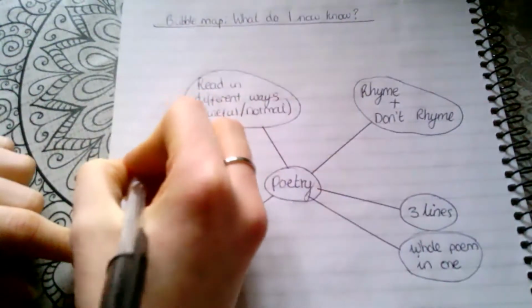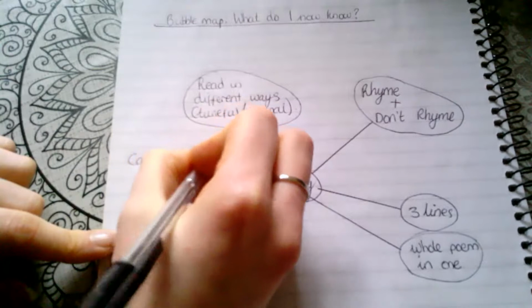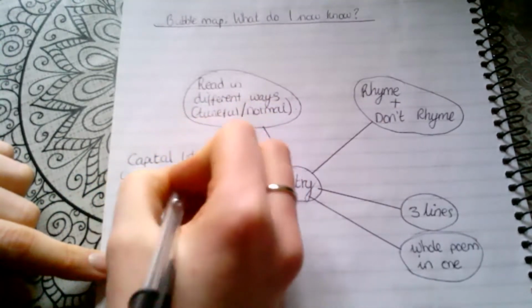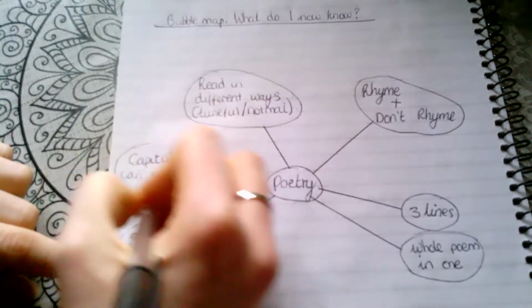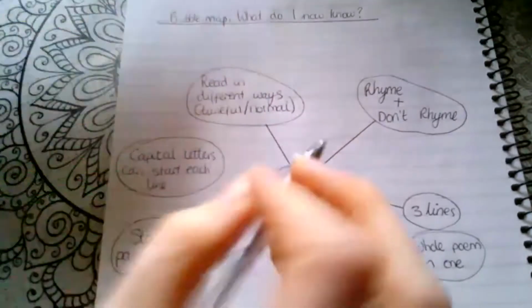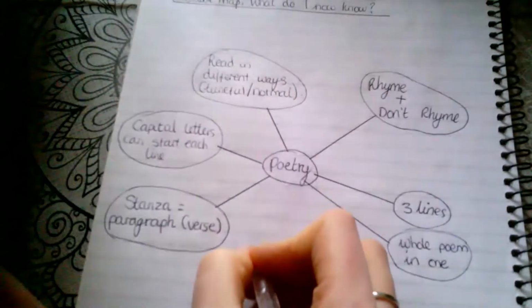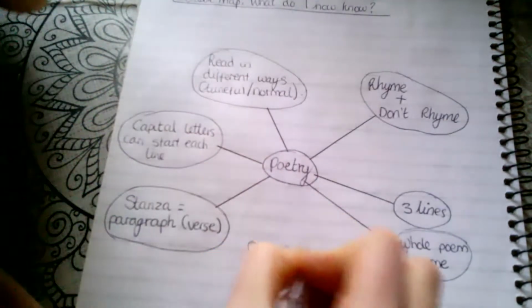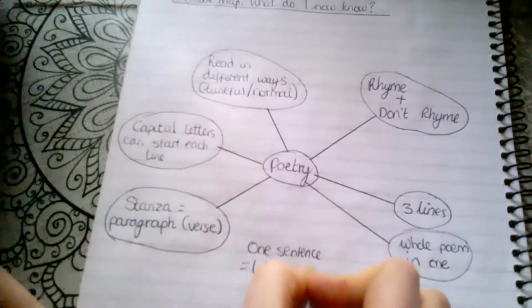Actually, no, I'm going to put capital letters can start each line, and I think most of them do. Most poems have capital letters at the start of each line. Also, one sentence can equal lots of lines.